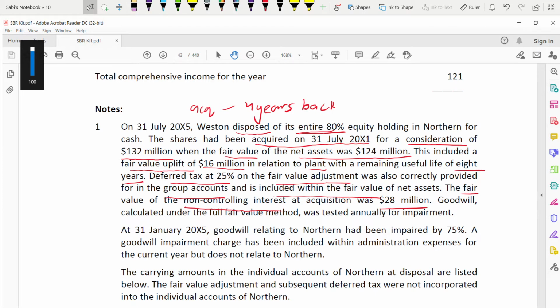Goodwill calculated under the full fair value method, which was tested annually for impairment. Okay, that means definitely goodwill first you have to calculate, because without goodwill you cannot calculate impairment. Even if a question asks impairment, it's common sense: without goodwill you cannot calculate. So even if the question is not asking you directly to calculate goodwill, you need to calculate goodwill, because without that you cannot calculate impairment.